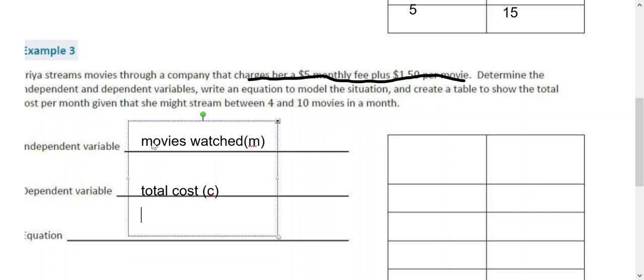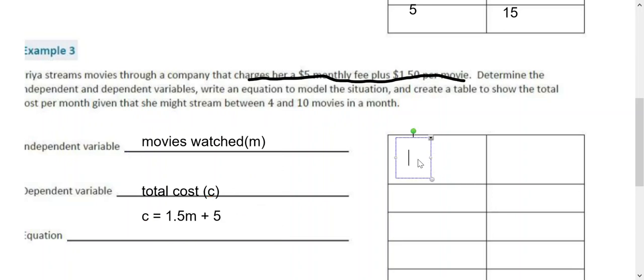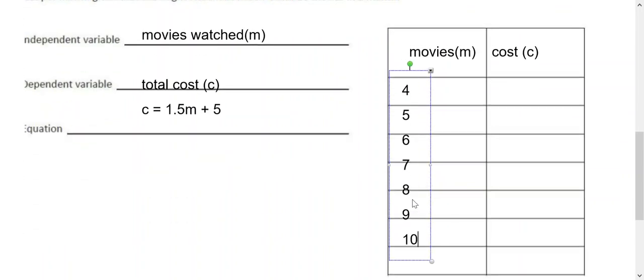So let's see. C is going to equal, so it's $1.50 per movie, so 1.5M plus the $5 of monthly. And that $5 is your constant term, so remember that. And so then you can just say movies, M, and cost, C. Okay, so we go through and we have 4, 5, 6, 7, 8, 9, 10.